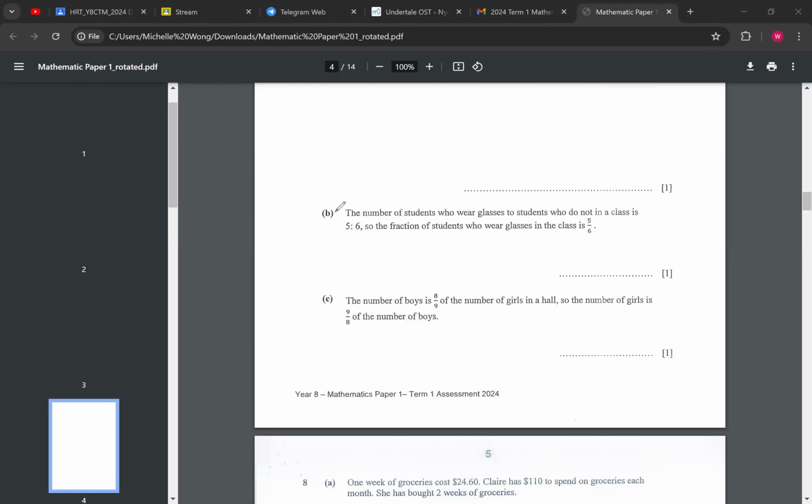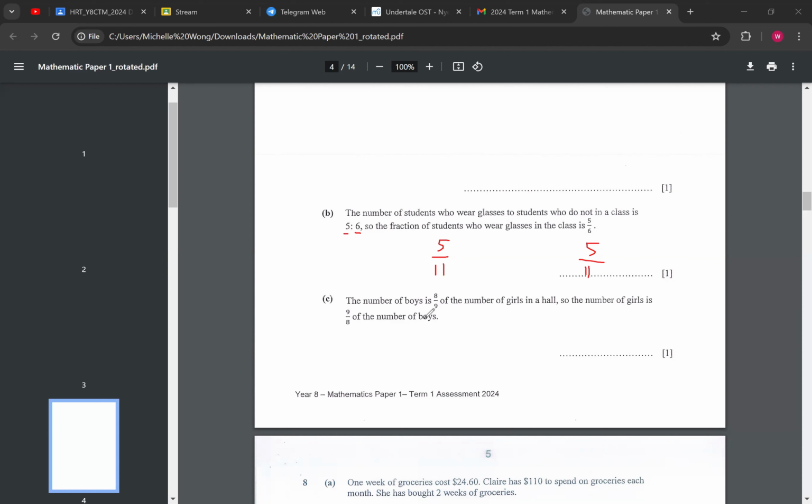B. The number of students who wear glasses to students who do not in a class is 5 to 6. So the fraction of students who wear glasses in the class is 5 over 6? Let's say the number of students who wear glasses is 5, and students who do not wear glasses is 6. It wouldn't be 5 over 6, because you need to add 6 and 5 together to indicate every student in that class, which will be 11. So students who wear glasses in the class is 5 over 11.